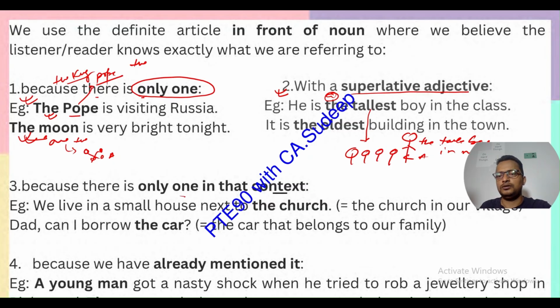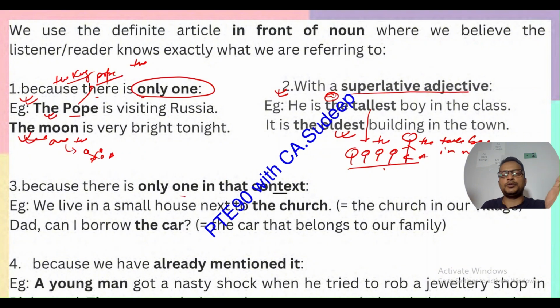If it's a taller boy, you can say "a taller boy", because you are referring to only one among the 5. But if you say "the tallest boy", you are referring to the tallest boy among those 5 boys, so you need to put "the". For example, the oldest building, the most beautiful girl. You can say "a beautiful girl", meaning you are referring to one girl who is beautiful.